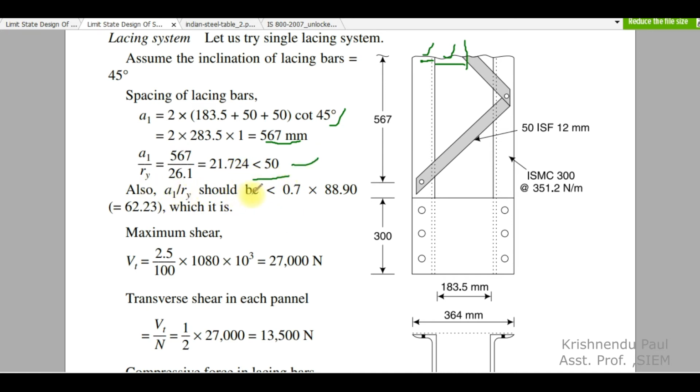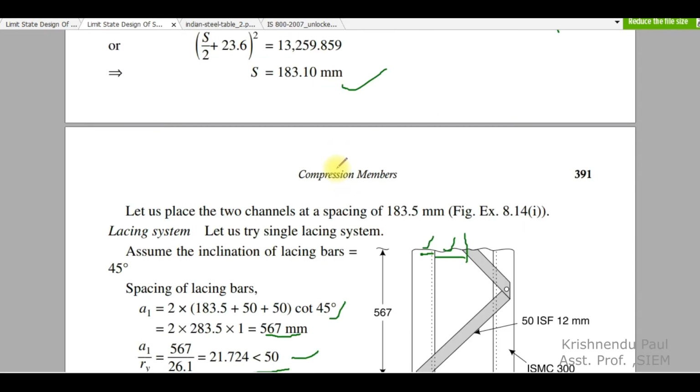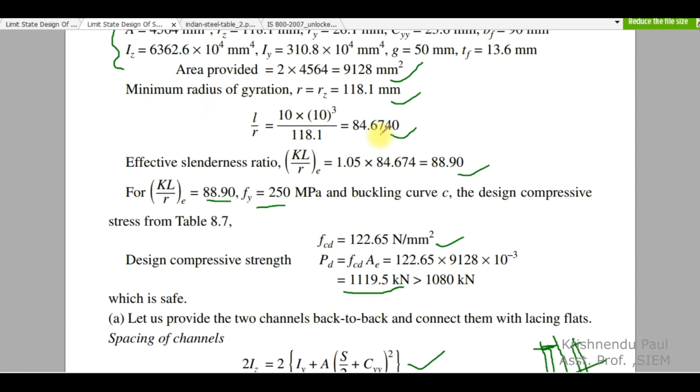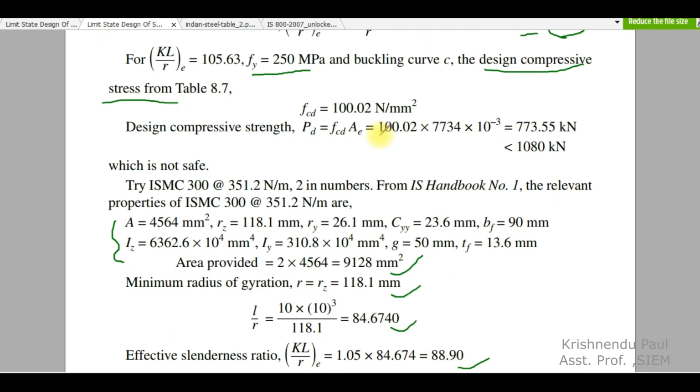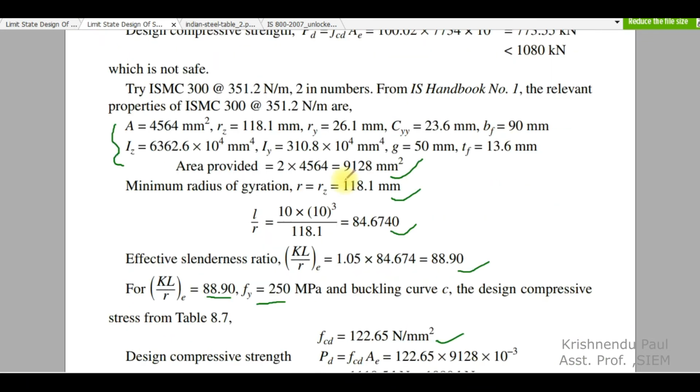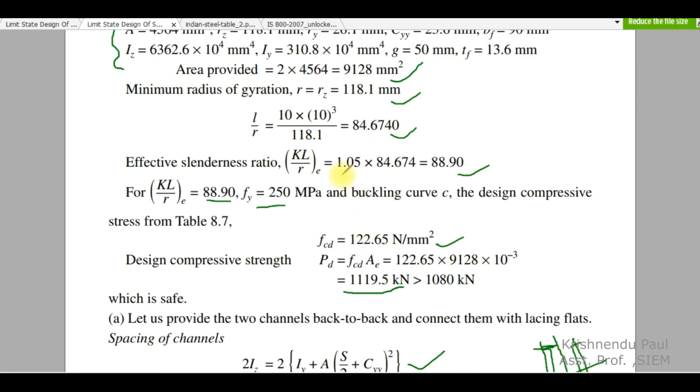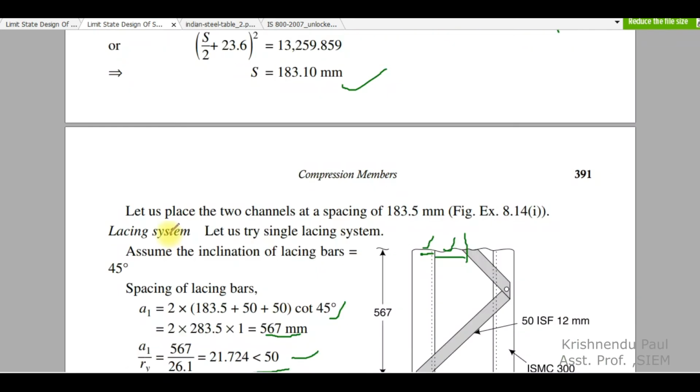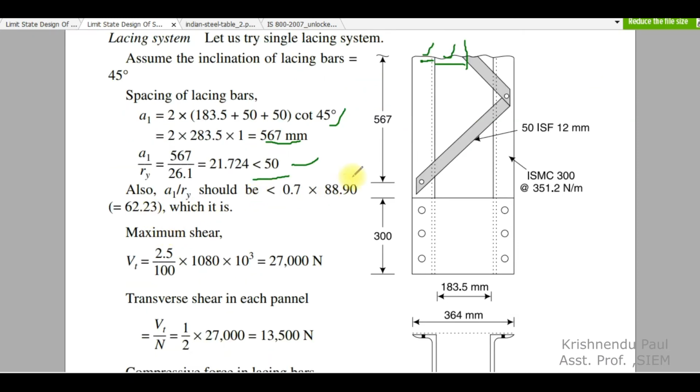a1 by ry should also be less than 0.7 times the overall slenderness ratio. So the overall slenderness ratio was 88.90, here you can see. So 0.7 into 88.90 is 62.23. So this 21.724 is less than 62.23, which is all right.